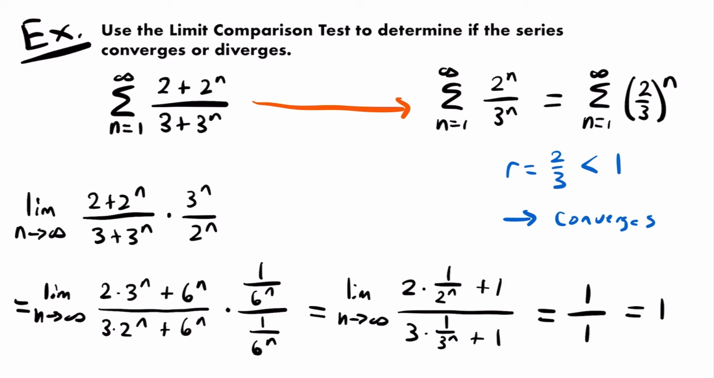And so now we have found that this limit is equal to a finite value of 1. And so we can conclude that our original series will converge just like our comparison series.